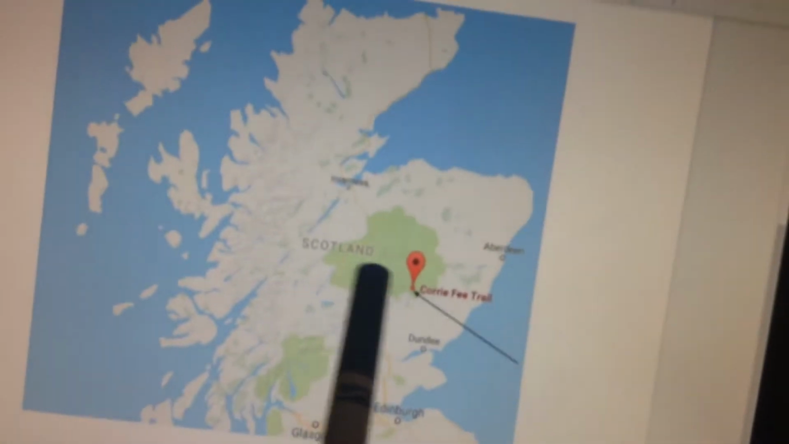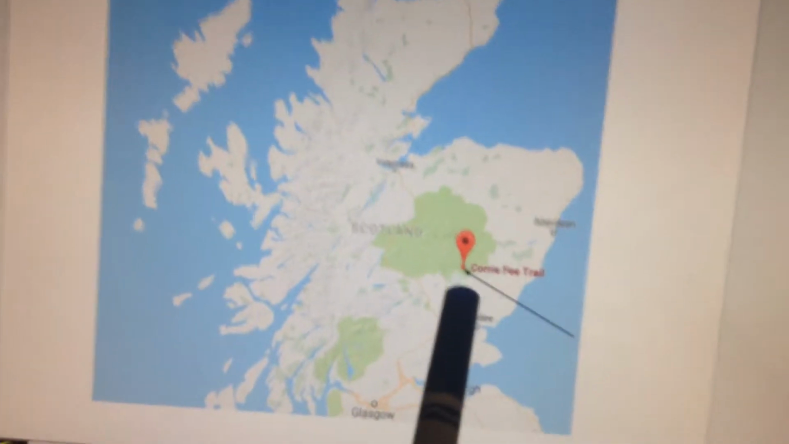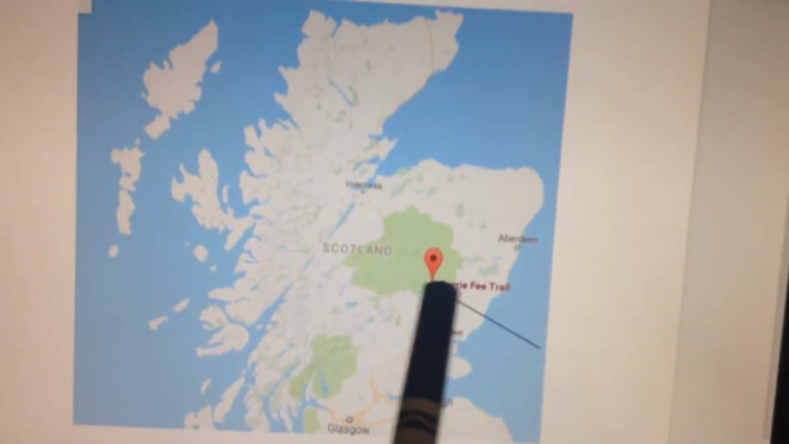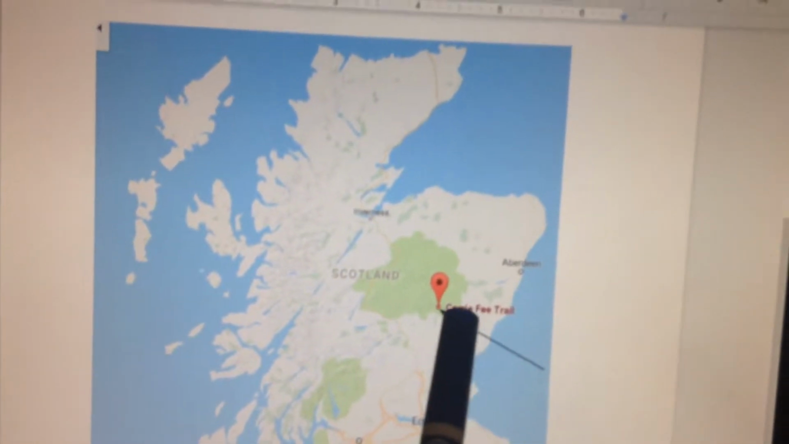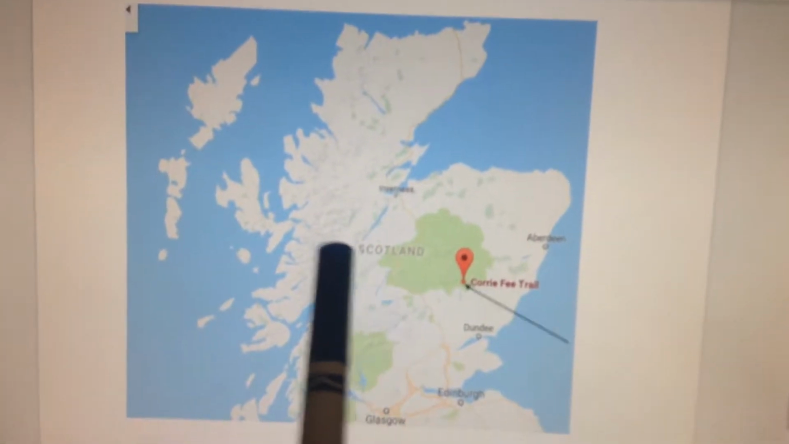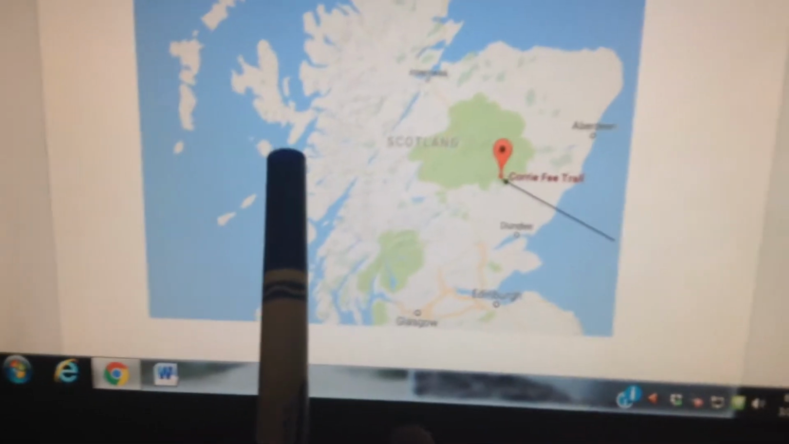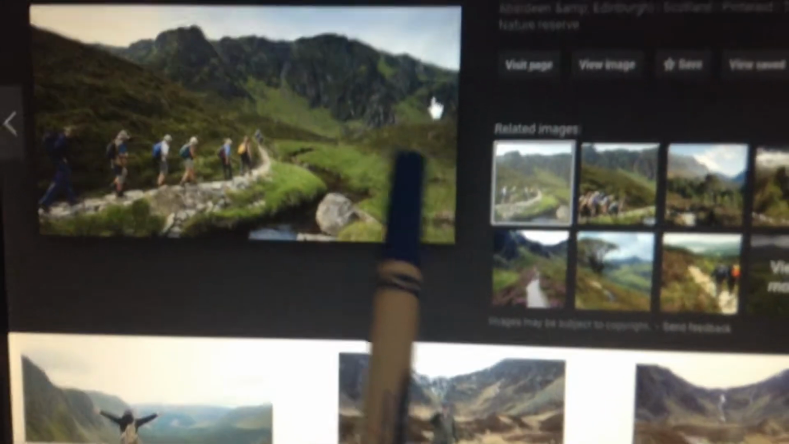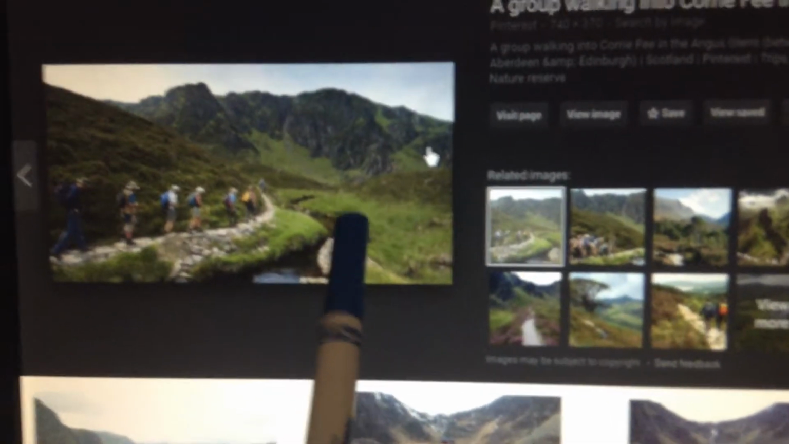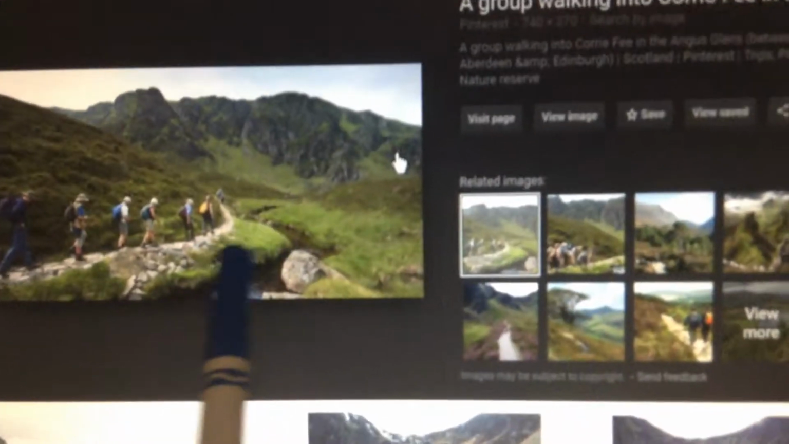So Corrie Fay is located around this section. You can actually take a trail walk on it. We'll get a picture up for the trail real quick. So this is a couple people walking along the trail and through the valleys of Corrie Fay.